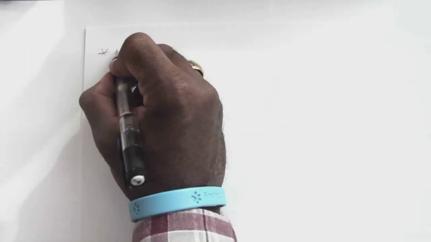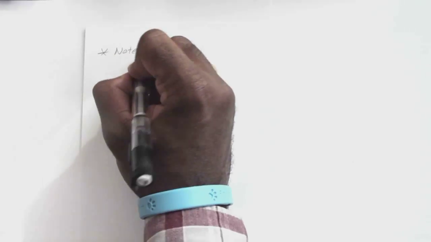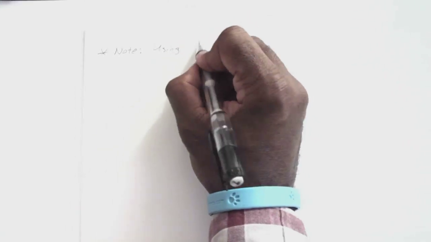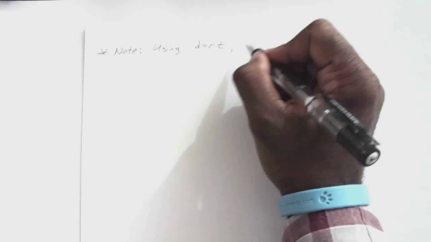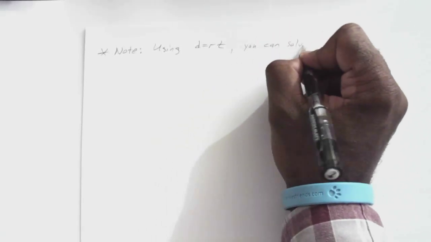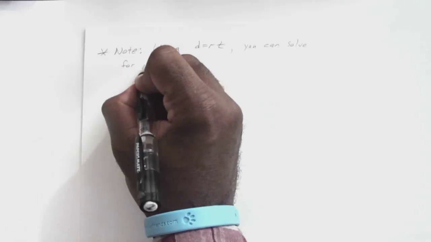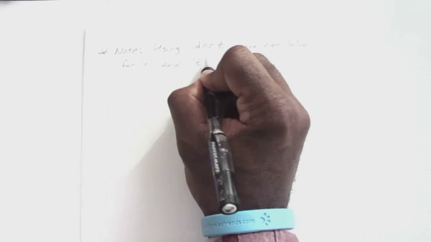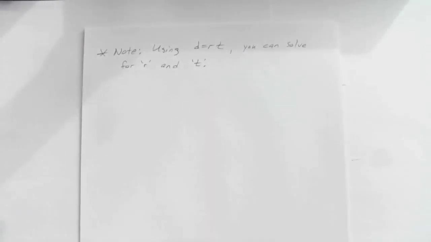Okay. So one thing you want to remember is that they won't always ask you to solve for distance. Sometimes you have to solve for rate. Sometimes you have to solve for time. You're just using the same formula, and you can solve for both of those, the rate and time.